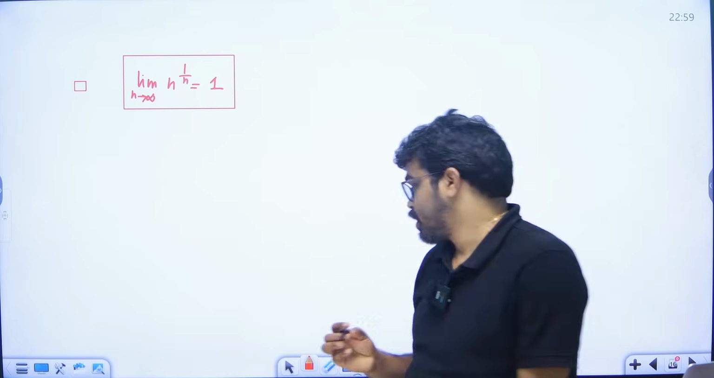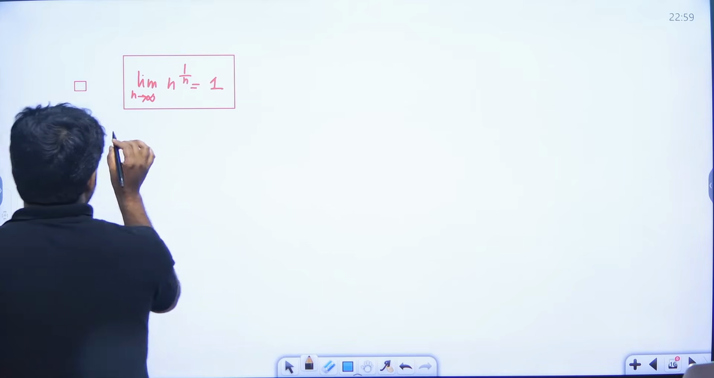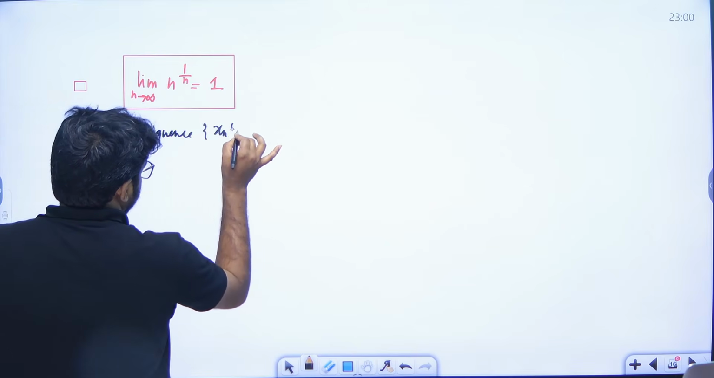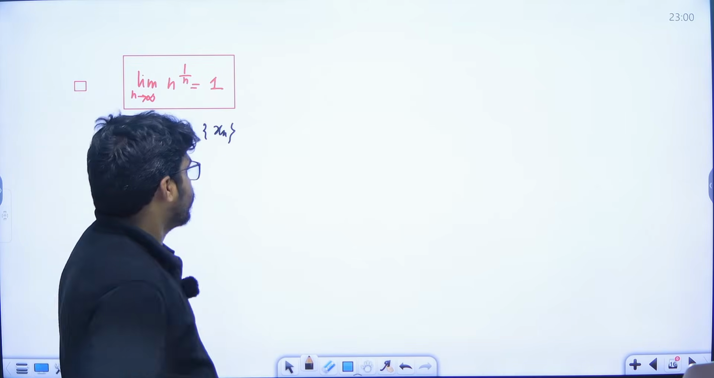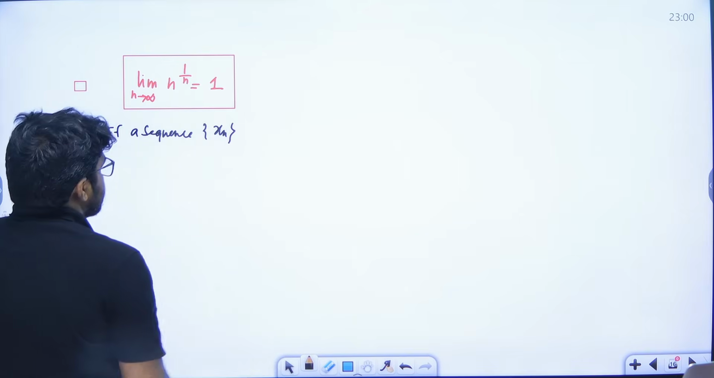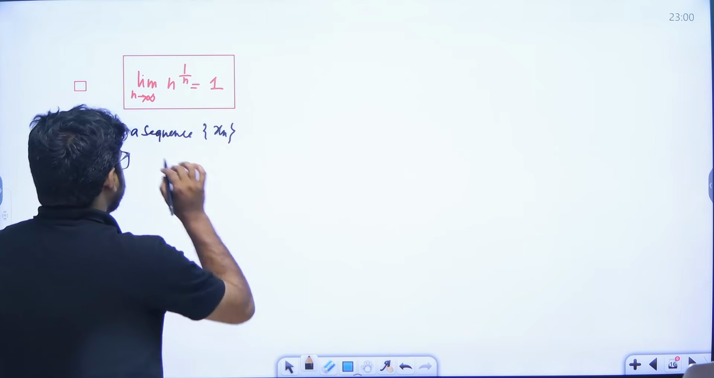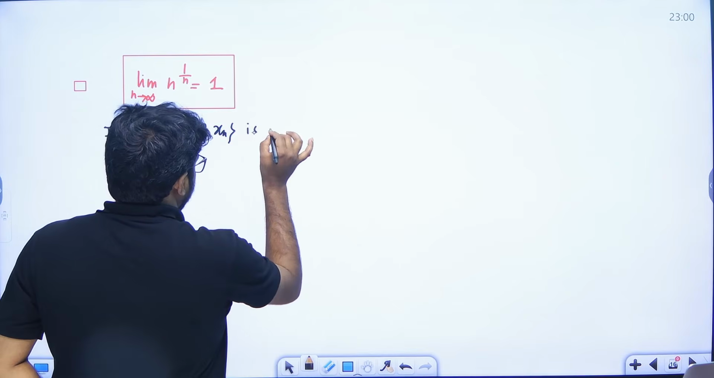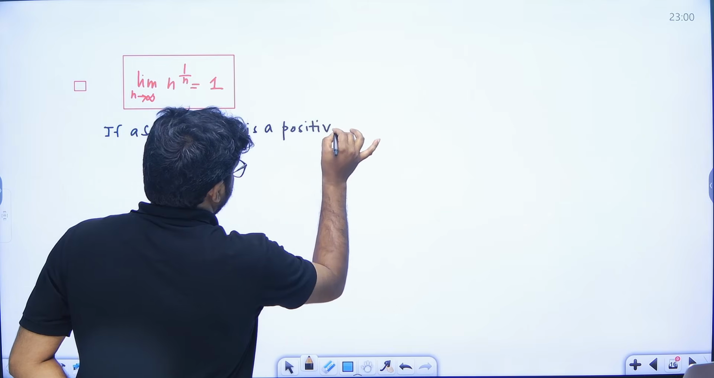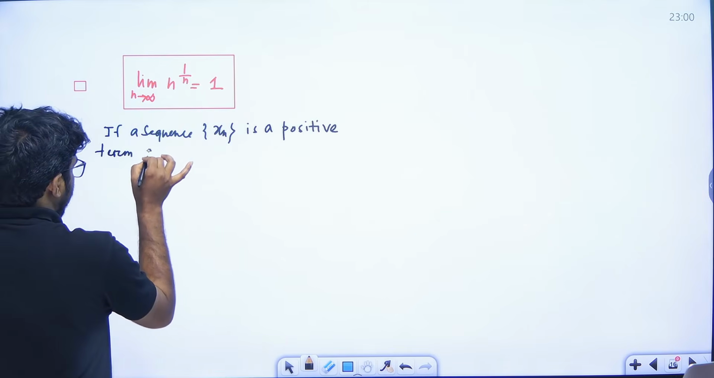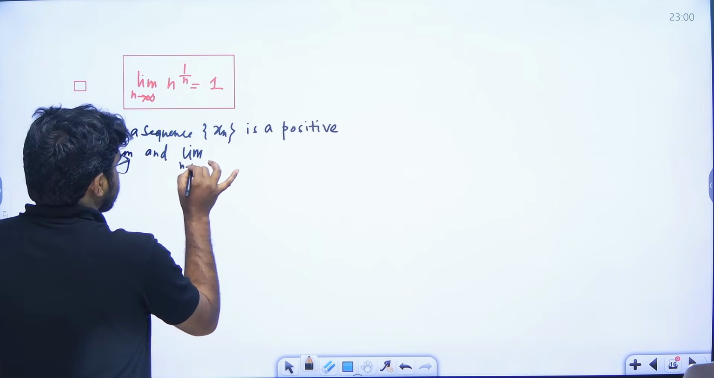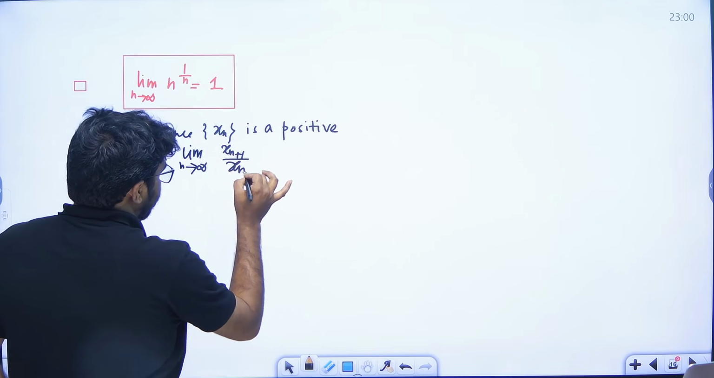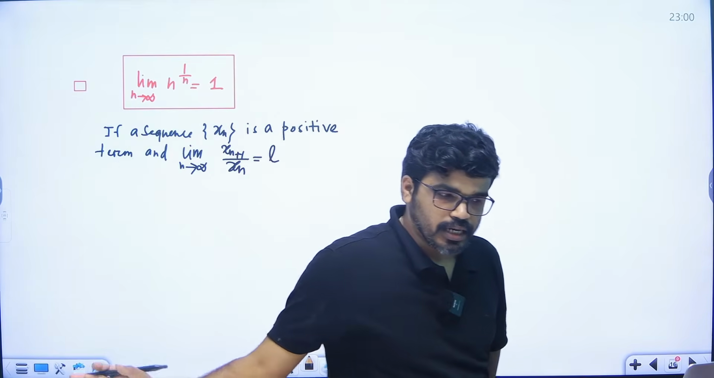If a sequence xn is a positive term sequence, and suppose the limit as n tends to infinity of xn plus 1 divided by xn is equal to L. Note this, xn plus 1 divided by xn is equal to L.